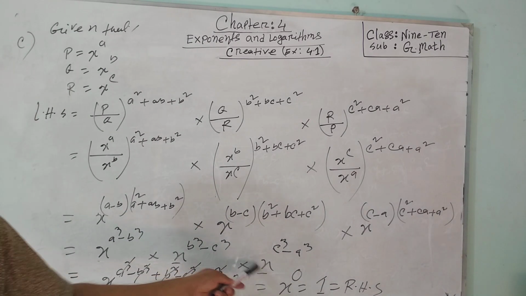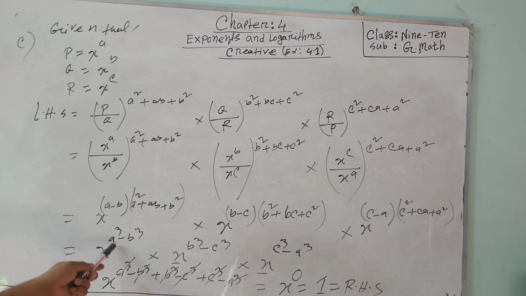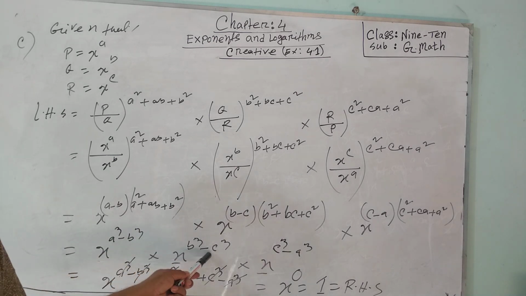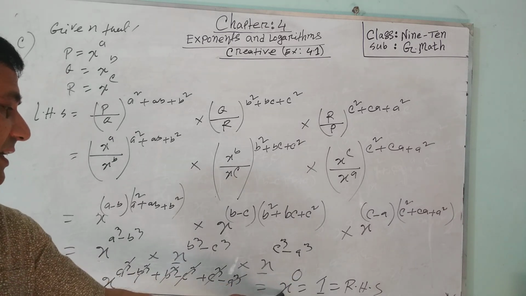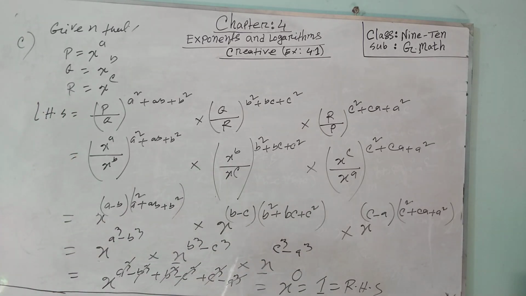Here the base x is the same, with powers a cube minus b cube, b cube minus c cube, and c cube minus a cube. In the multiplication formula, when the base is the same, all powers will be added. So positive and negative signs get deleted: minus b cube plus b cube deletes, minus c cube plus c cube deletes, minus a cube plus a cube deletes. Here the power is 0, and x to the power 0 means 1.